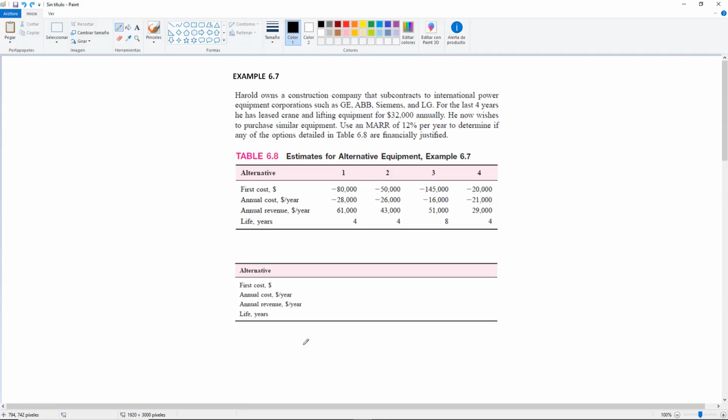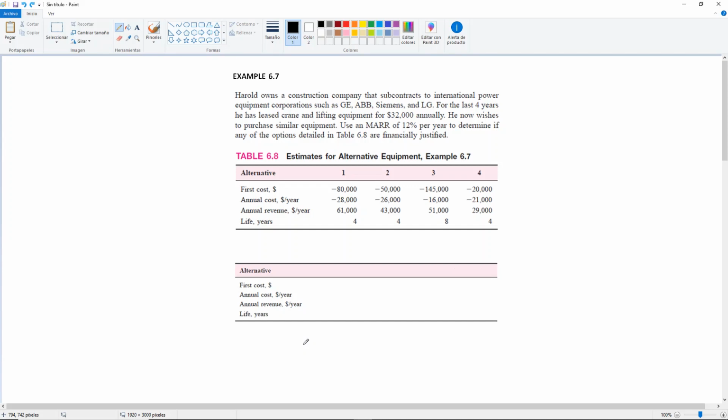Example 6.7. Harold owns a construction company that subcontracts to international power equipment corporations. For the last 4 years, he has leased crane and lifting equipment for $32,000 annually. He now wishes to purchase similar equipment.